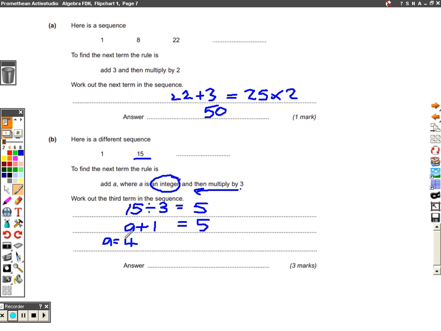Okay, so then use that and apply it to this rule. Add on your integer, which is 4. 15, add 4, gives you 19. And then lastly, times it by 3 to give you an answer of 57.